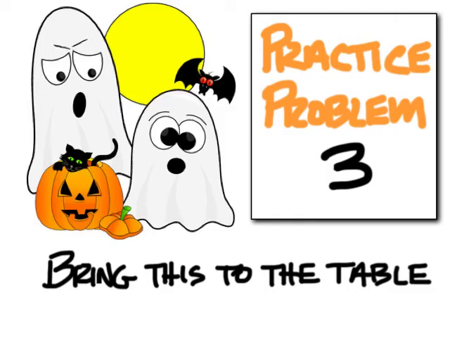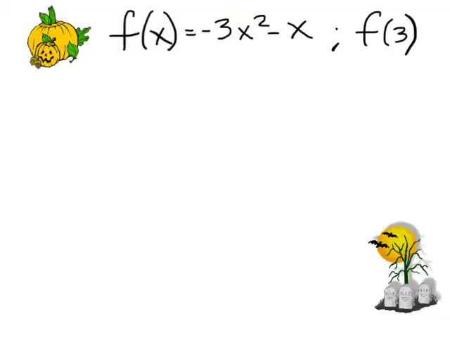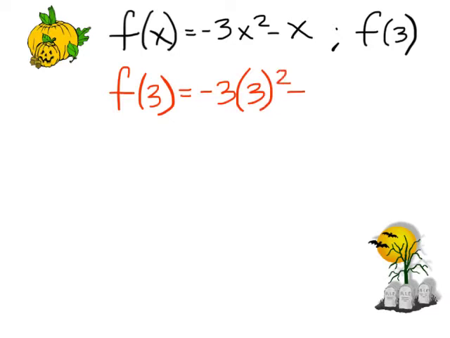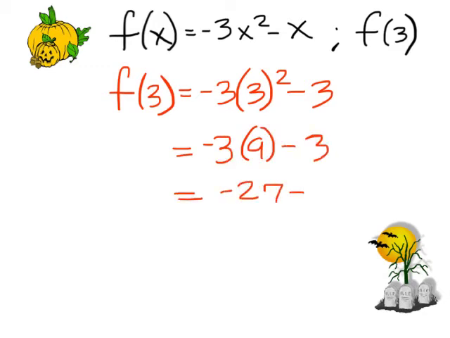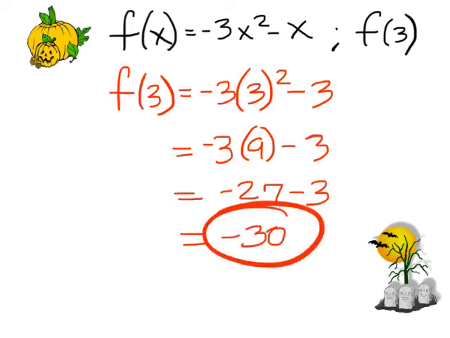Practice problem number 3. On the practice problem, f of 3 is negative 3 times 3 squared and then minus 3. 3 squared is 9. Multiply that by a negative 3 to get negative 27. Subtract 3 and you should get a negative 30.